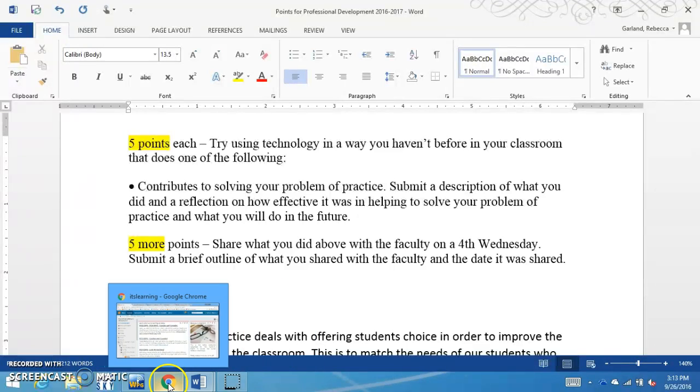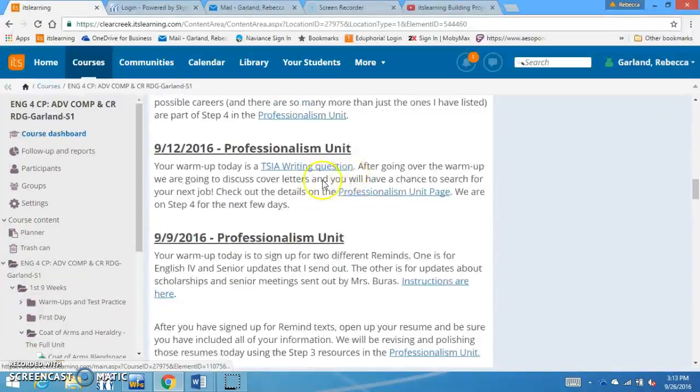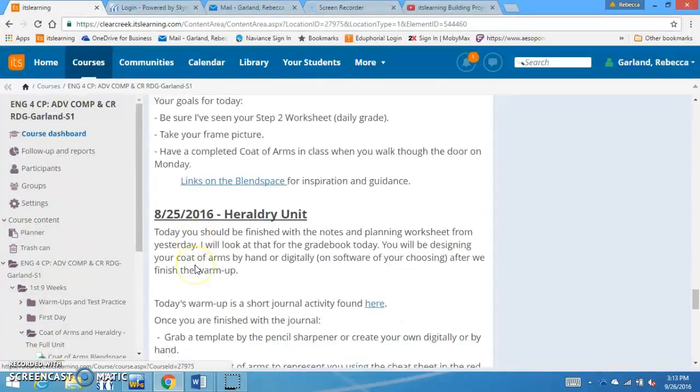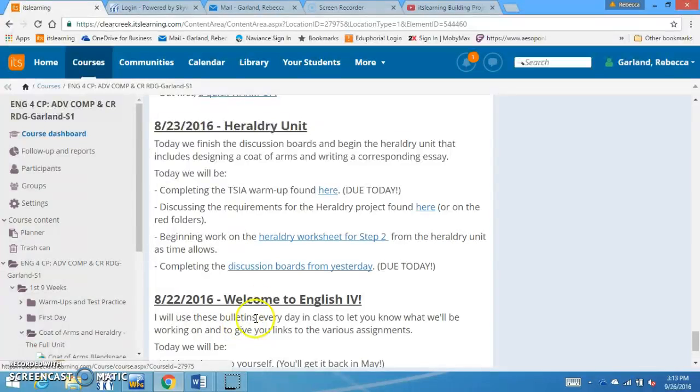So back on my It's Learning page, the unit we're talking about is heraldry. So this is my page. Again, it's very streamlined so that it's simple for the kids to navigate and for me because I like organization. But if I go all the way back to the beginning of the year, you can see I have my daily little messages to the kids with all their links for what they're doing that day. You can see here's the very first day of school.